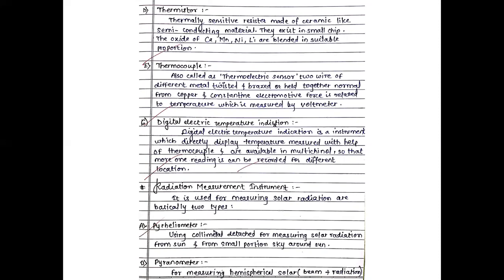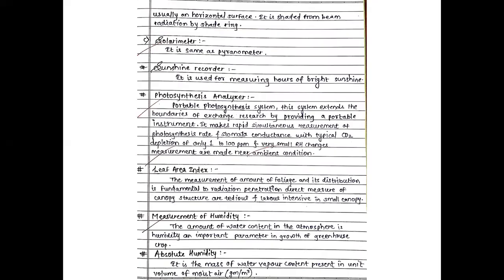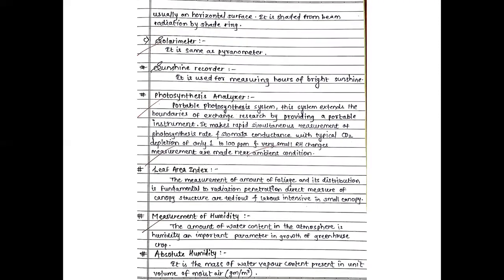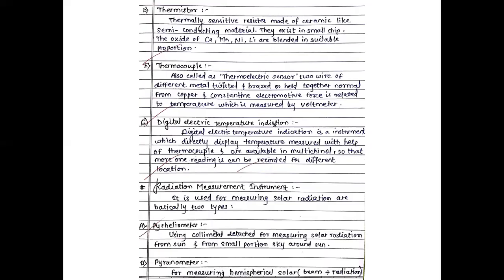Okay. Next is the pyranometer for measuring hemispherical solar (beam plus diffuse) radiation, usually on a horizontal surface. It is shaded from beam radiation by a shade ring. So this pyranometer measures the radiation from the sky which is round in shape, or has a hemispherical shape or hemispherical environment. Okay, this gives the indications of the radiation from the hemispherical surface, from the atmosphere or from the sky.